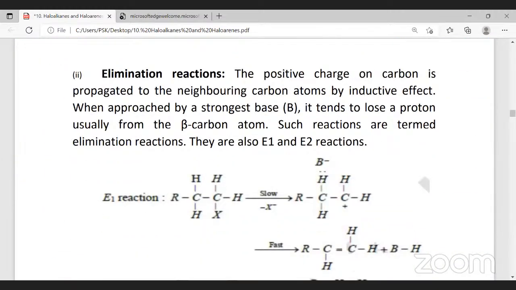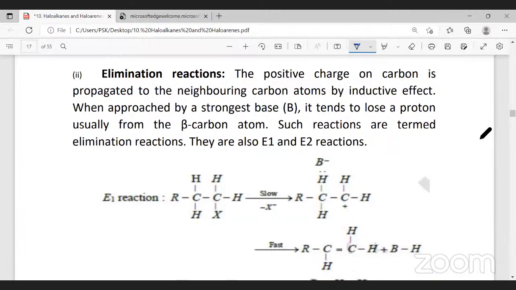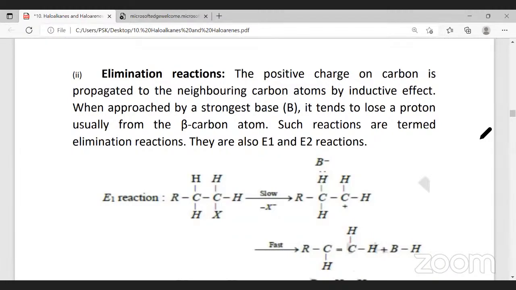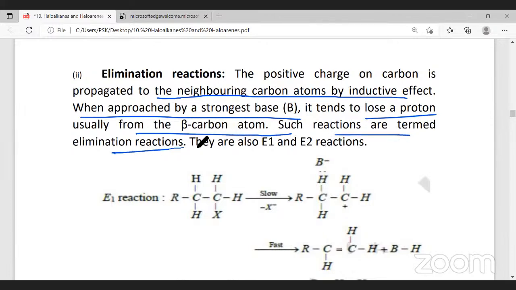Now, the reactions we learned are called nucleophilic substitution reactions. The second set of reactions is called elimination reactions. Clearly, the name says it: elimination means removal of something. In elimination reactions, the positive charge on carbon is propagated to the neighboring carbon atoms by inductive effect. When approached by a strong base, it tends to lose a proton, usually from the beta carbon atom. Such reactions are called elimination reactions.